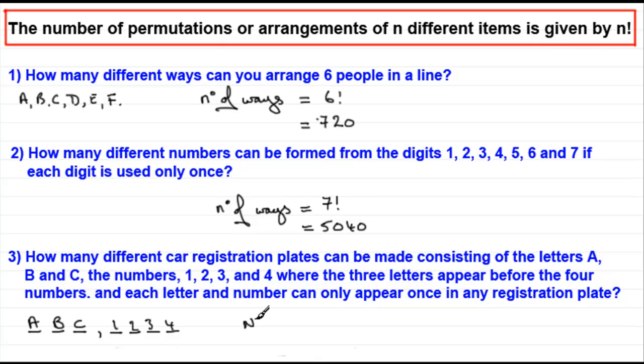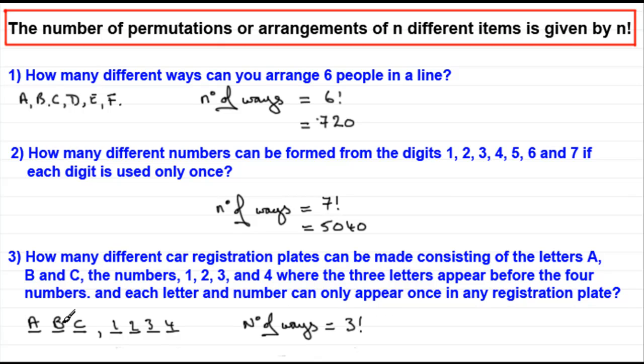The number of different ways that we can get registration plates is not going to be 7 factorial. Now I don't know if you've made that mistake. It's not 7 factorial, and that's why you have to take special care over this one. What you have to do is look at how many different ways you can place the letters A, B and C in these 3 slots here. How many ways you can arrange them amongst themselves. Well, we know that will be 3 factorial.